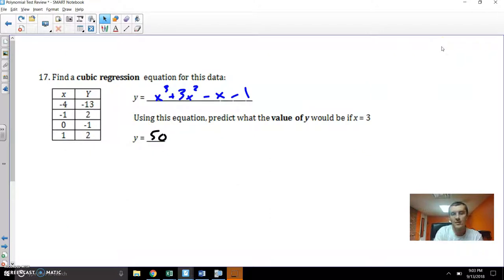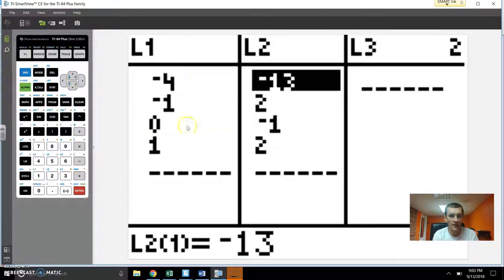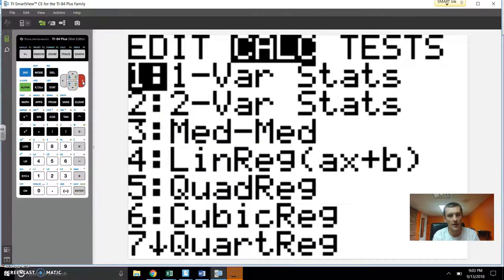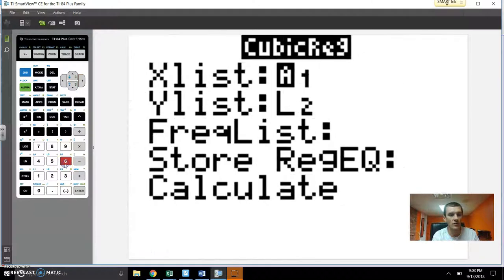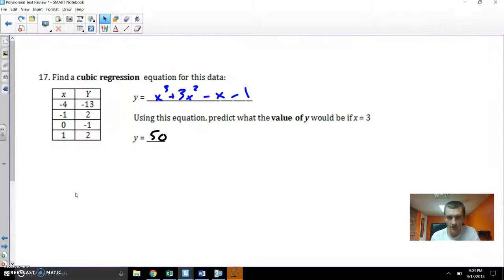Cubic regression, whenever you see cubic regression, that's the idea of stat edit. When you hit stat and go to edit, you put in all the values here in the calculator. You go to stat, go right, and now we're going to hit number 6, cubic regression. And when I calculate it, I hope it spits me out to the main screen. And this is your equation: 1x to the third plus 3x squared minus 1x minus 1. We then used that equation to plug in 3, and it calculated 50.